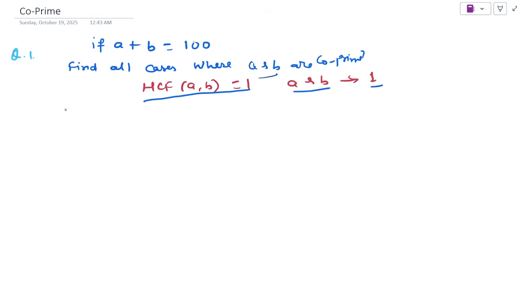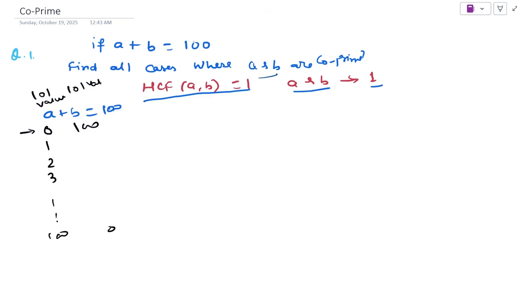Now, a plus b is given as 100. What will be the values of a which can be taken here? a can start from 0, 1, 2, 3 till 100. How many values will it be? a can take 101 values. Similar thing will happen with b also. From 100 to 0 it will go, and it can take 101 values, right?